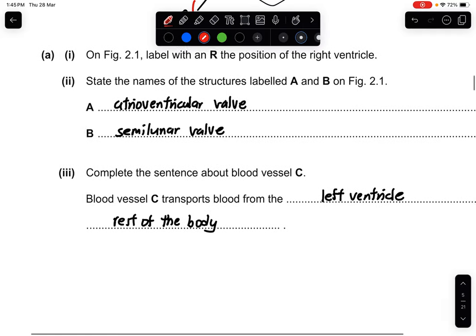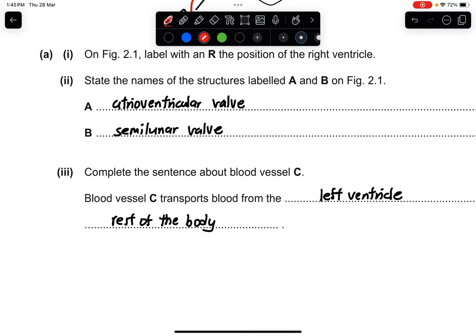And this artery will transport blood from the left ventricle to the rest of the body. And if you didn't put "rest of the body", you can also put different organs, but the organ has to be named. Okay, it has to be like transported to the kidney, to the liver. You must provide specific answers.